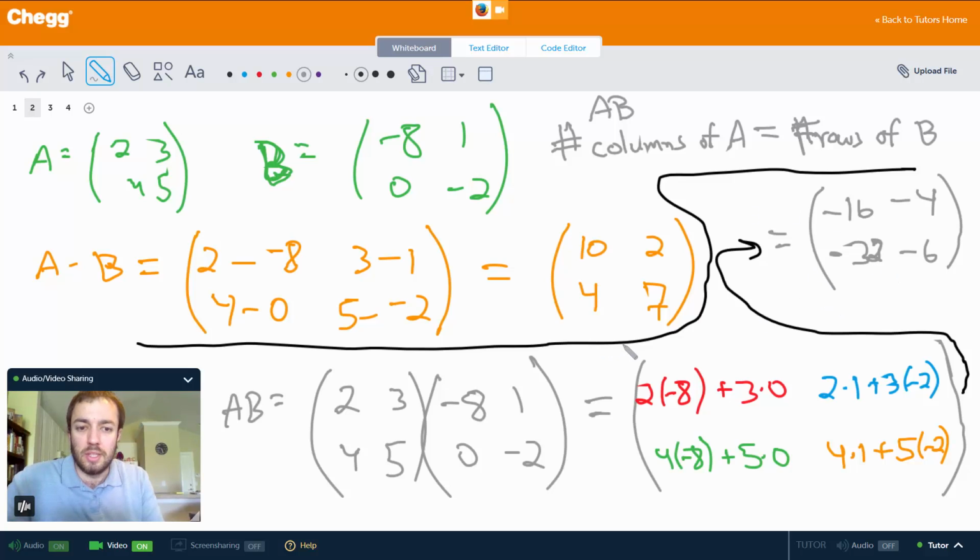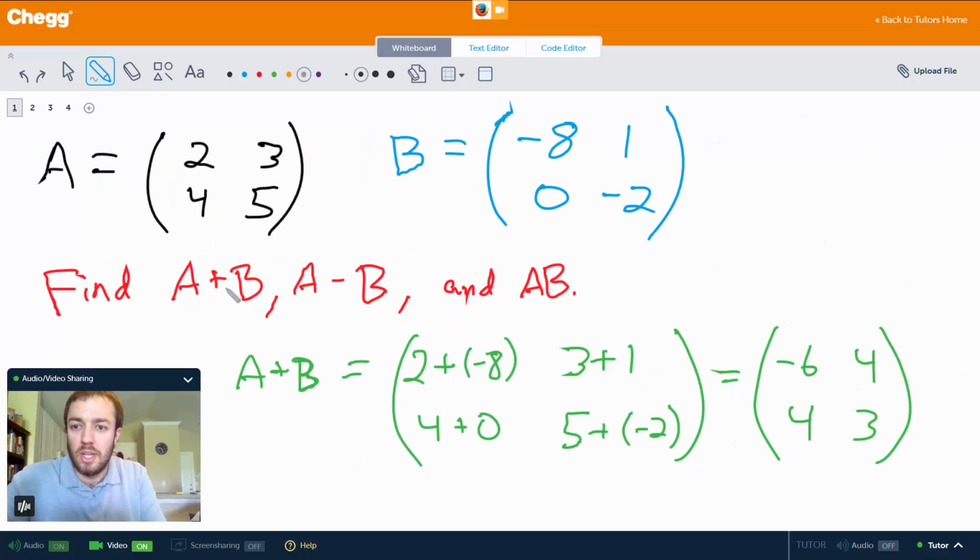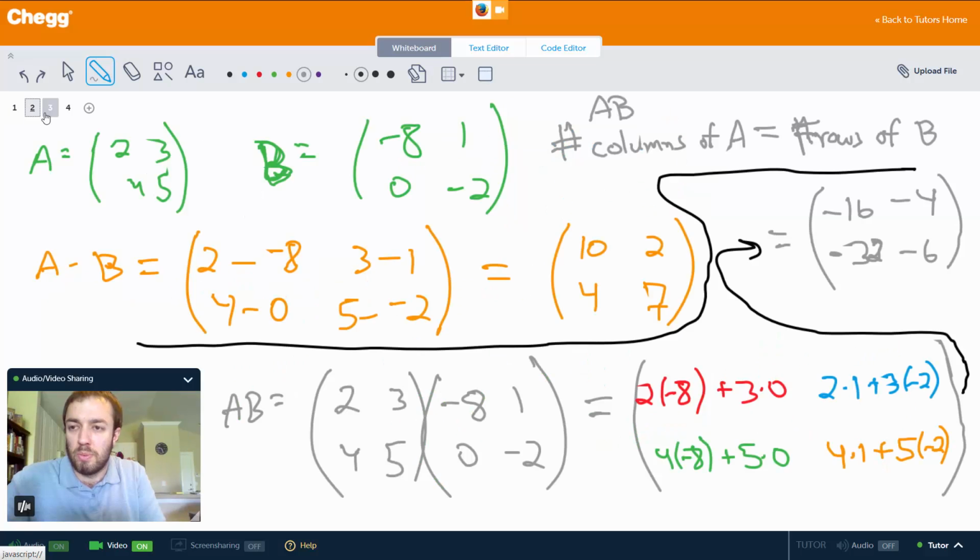But anyway, this has been just a few matrix operation examples. So we had addition, subtraction, and multiplication. And because multiplication is a little bit weird, let's go ahead and recap that one, just that one. So remember, to get the first row, first column of the product, we take the first row of A paired with the first column of B. All right, and then to get the first row, second column of the product AB, we take the first row of A paired with the second column of B.